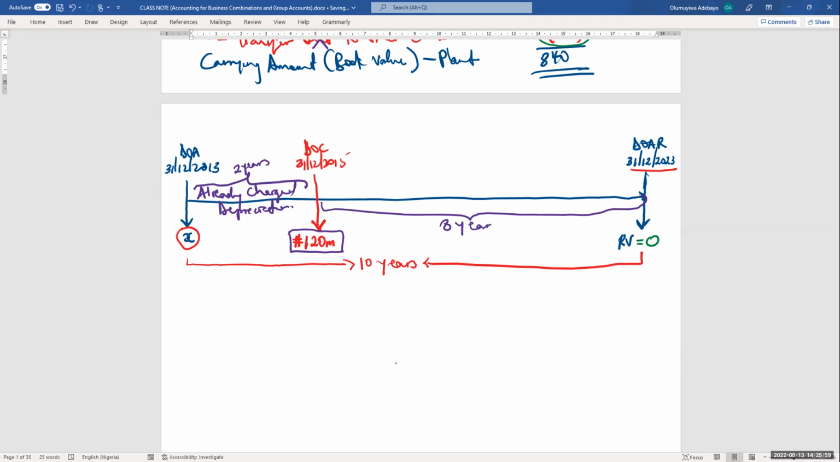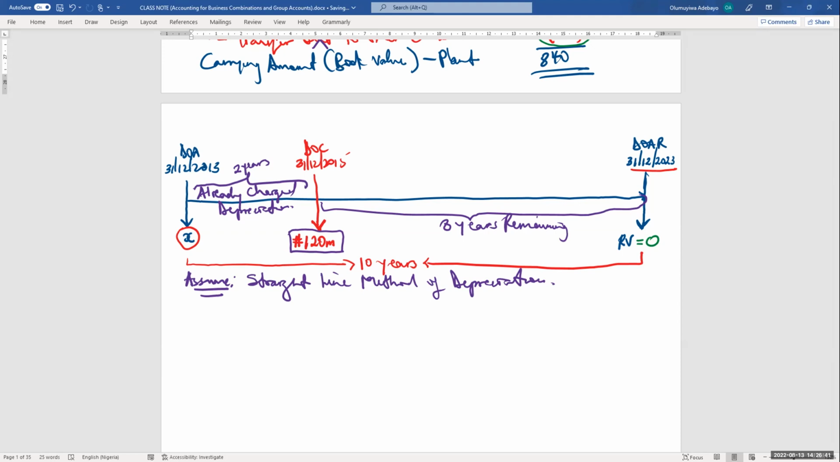Eight years remaining, as of today, till the end of the life of the assets. Which then means that if we assume, which is a fair assumption except otherwise stated, that depreciation of such an asset is on a straight line basis, which means a straight line method of depreciation. Therefore, what will happen at that point in time?